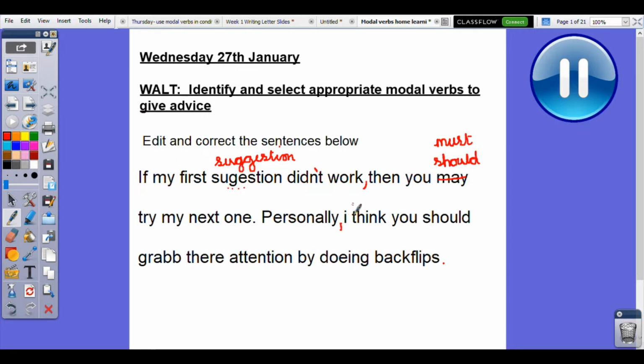Personally, comma, capital I think you should grab their attention by doing backflips. So grab was misspelt. It should have only had one B, so that was a spelling mistake here. And the spelling of there. So there is a tricky one to remember which use of there you want to use. The way that I was taught, actually, I think by my year 5 teacher, so I still remember, was talking about how you can see the word here in the word there, this version, and here relates to a place. So if I said put that over there, that would be this use.